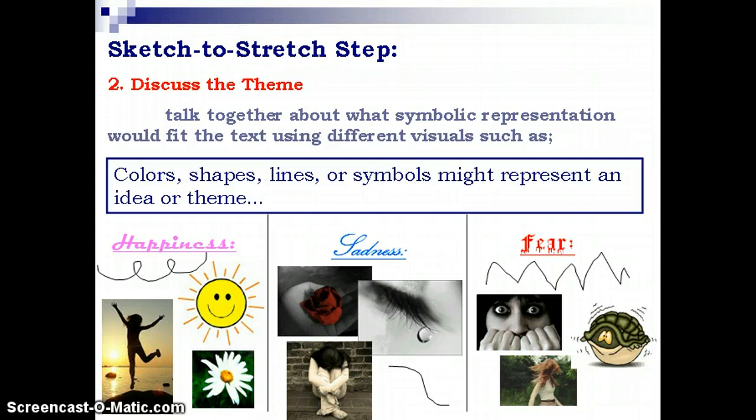Lastly, there is fear in some themes in stories. And here are some ideas that might represent fear. Eyes being wide open, your hands being in front of your face. Lines that are around the turtle showing that not only is he scared or fearful, but he is so scared and fearful that he is actually shaking.